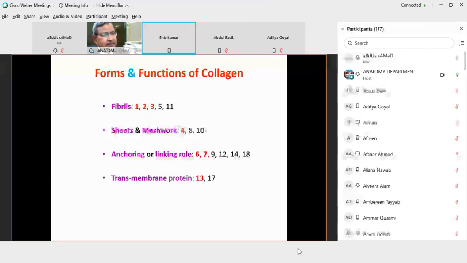Having said that, all collagen is not in form of the fibril and the fibers. They can be in form of sheet and meshwork. They can have an anchoring or linking role. They can be transmembrane. So, for example, the numbers indicate the collagen type 1, 2, 3, 4. They are found in the fibril form. In the sheet form, these. In anchoring form, these. And transmembrane protein.